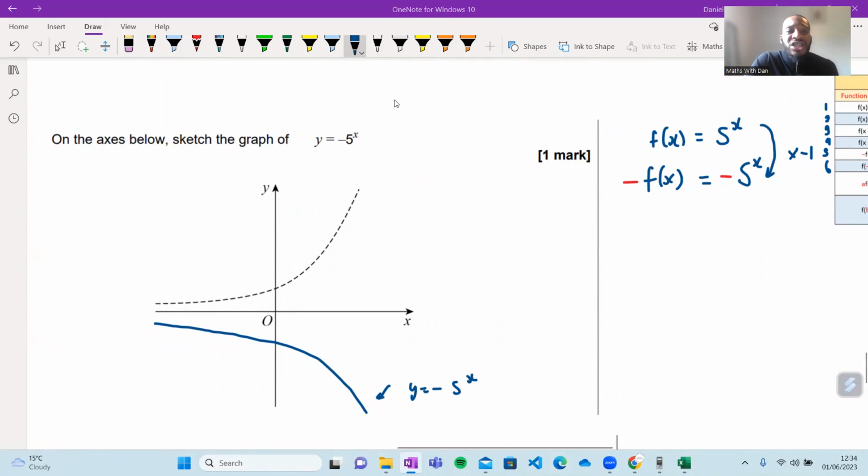Due to the fact that it's in this format, y equals a to the x. If you have a base here as a number and your power is a variable, it is an exponential graph.